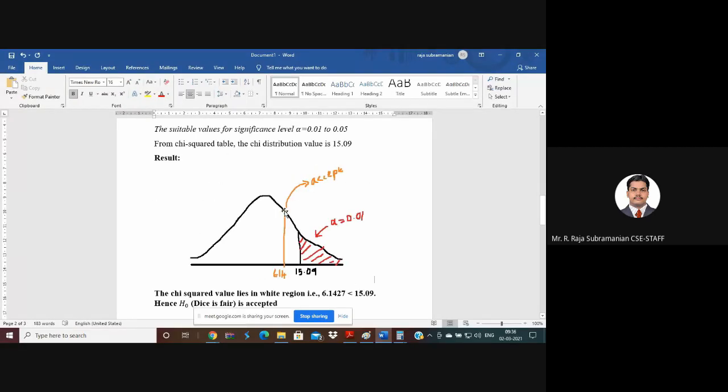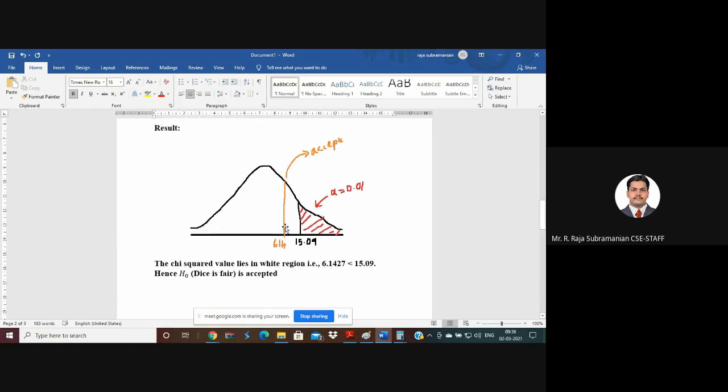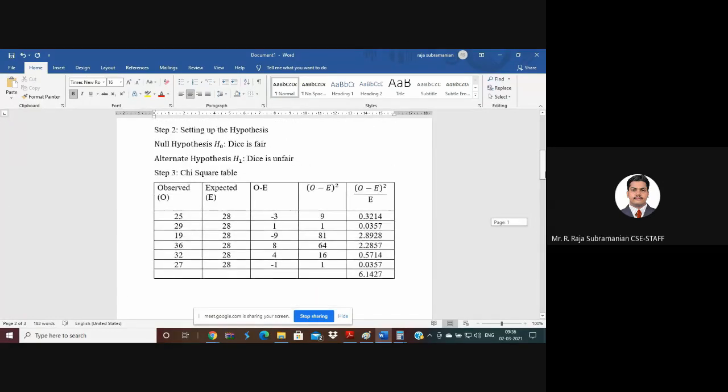Yes. If you see here, the accepted value is actually present in the white region. How the 6.14 came? This is actually the summation value, 6.1427 it took. So it is actually in the white region where others are in the red region, right? So since it is in the white region, I can accept the given hypothesis. So H0 is accepted. So automatically I can say that H1 is rejected, right?